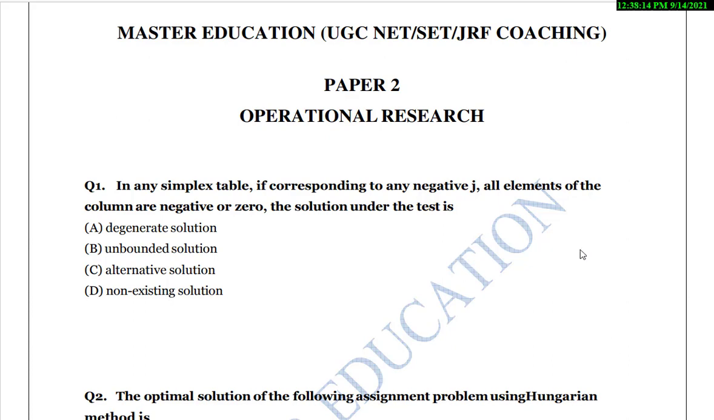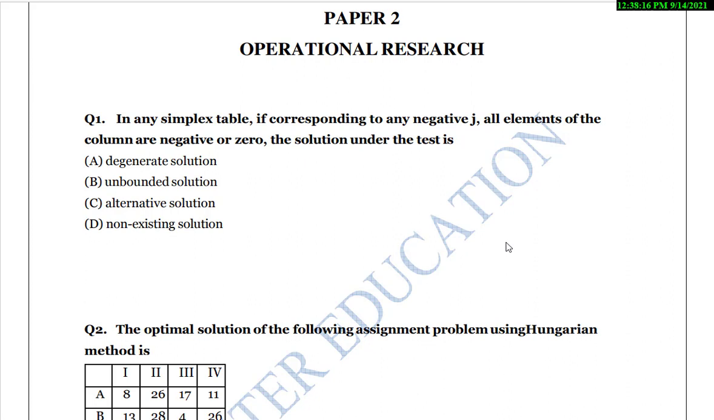Let's go. The first question is: in a simplex table, if corresponding to any negative j, all elements of the column are negative or 0, the solution under the test is? So whenever in the simplex table the column is negative or 0 value, the solution is called an unbounded solution.